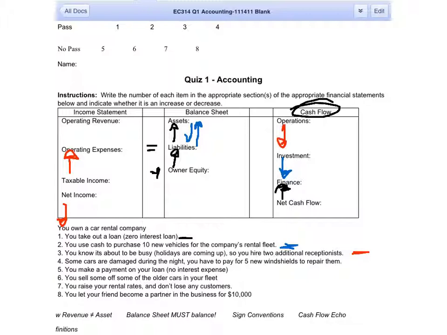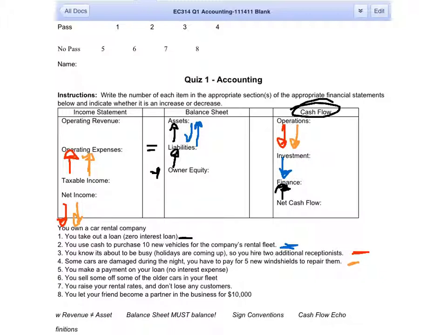So you're covered. Let's grab a new color. This one will be orange. Some of the cars are damaged during the night, and you have to pay for 5 new windshield repairs. Well, this is just going to be an increase in expenses again, and we'll have a decrease in net income and a decrease in cash from operations. So it's essentially the same as the red one.